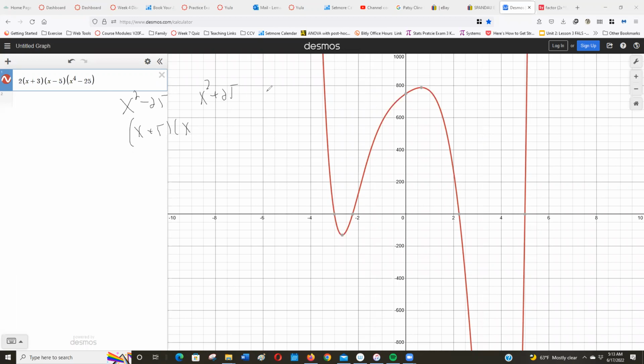That will not factor. The other way to think about that, if you subtract 25 from both sides, I'm going to get the negative 25. Can't take the square root of a negative number without introducing imaginary numbers. So yeah, it won't factor. Okay. So how about this one?